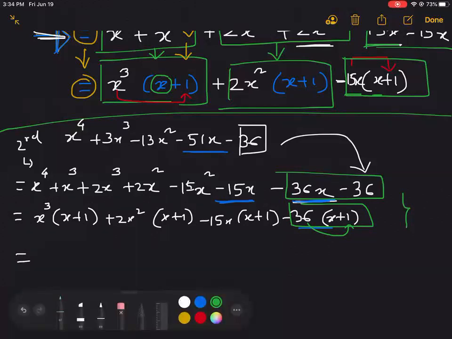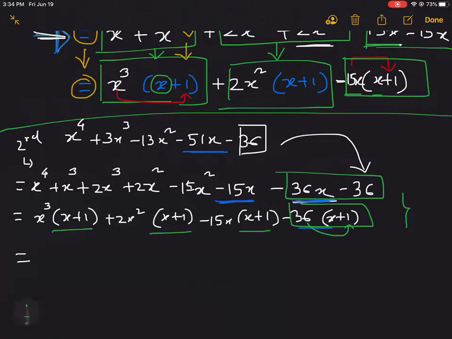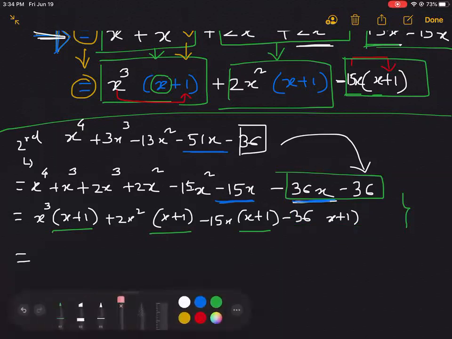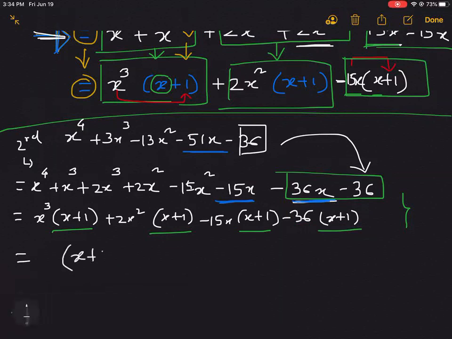As I said, x plus 1 is a factor of f. That means we can now factorize it. If I factor out x plus 1 from each of the terms, from all the terms, let's do it one by one. If I factor out x plus 1 from the first term, what else will I have in my hand?